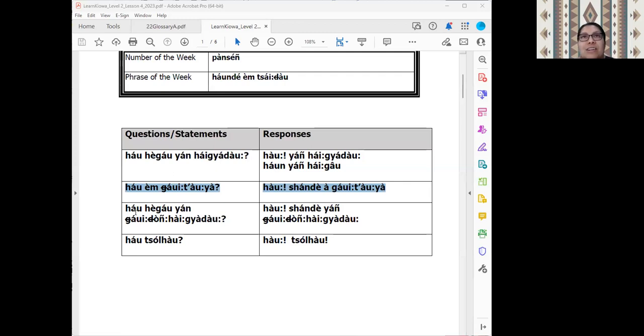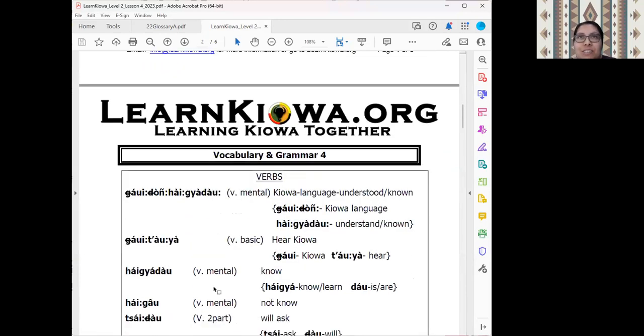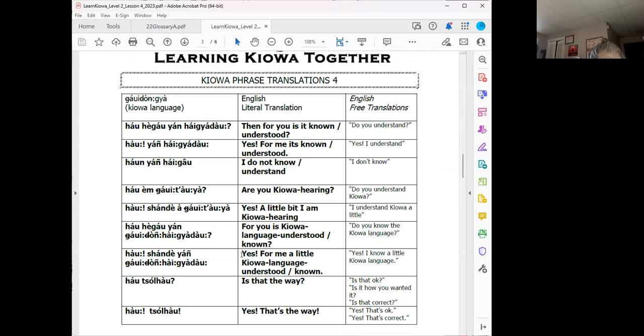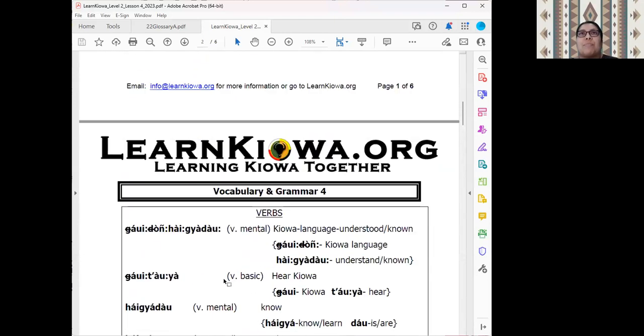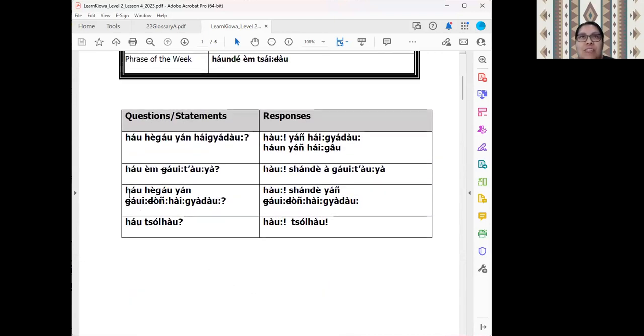All right. So this third row is where we're talking about understanding Kiowa language. Let me look really quick. Do you know the Kiowa language? For you, is Kiowa language understood? Okay. And remember, so we don't stumble on our words, just take it slow. Ha, hey guy, yan goi tong hai gada. Ha, shande ya goi tong hai gada.